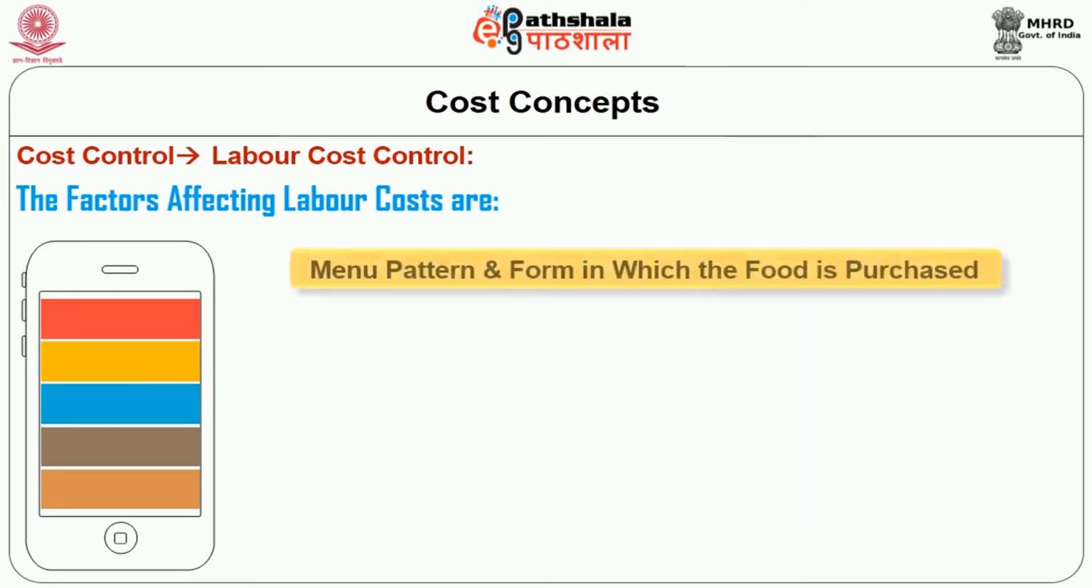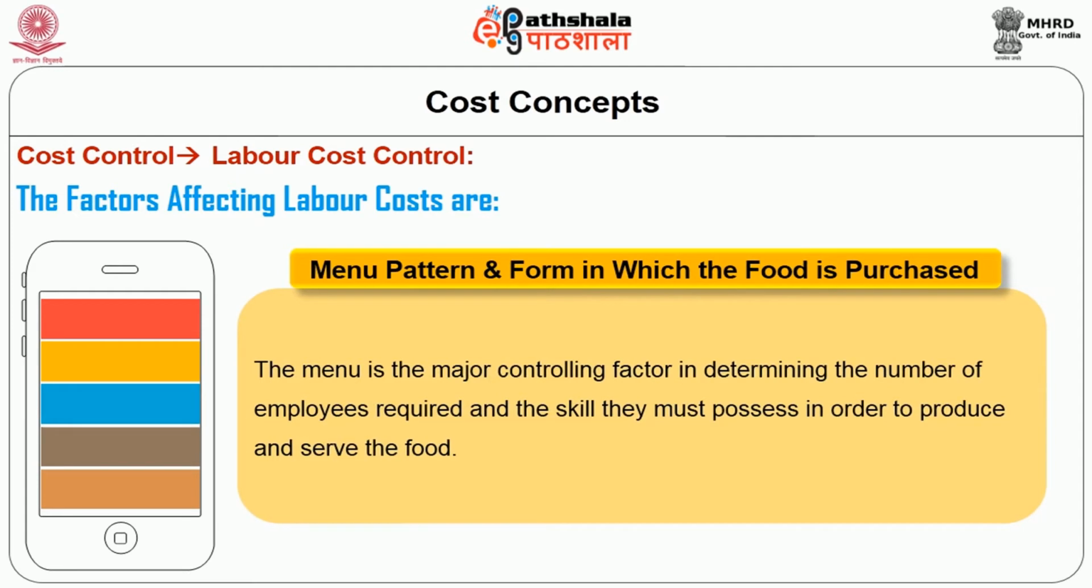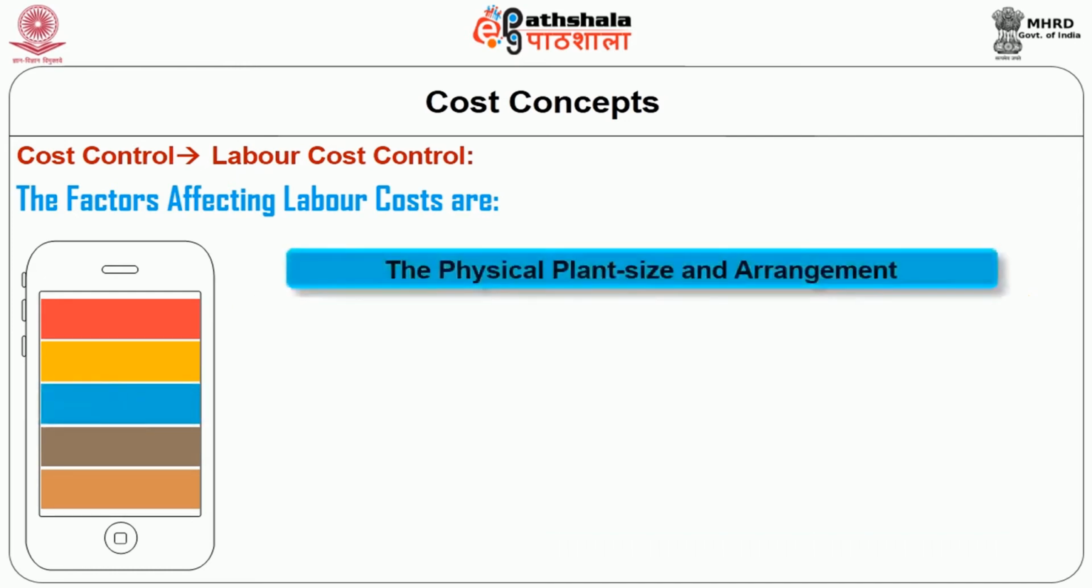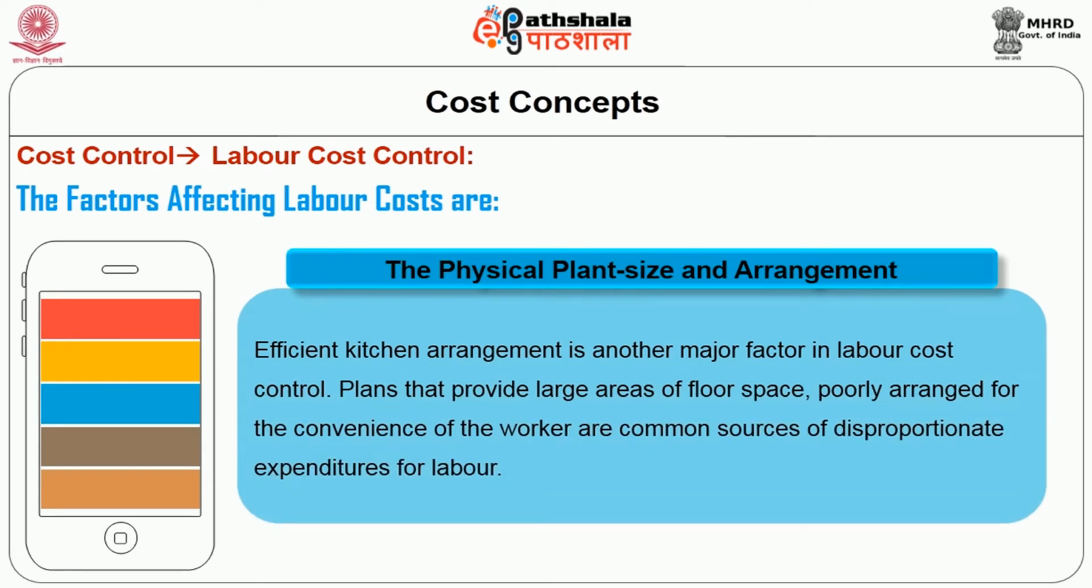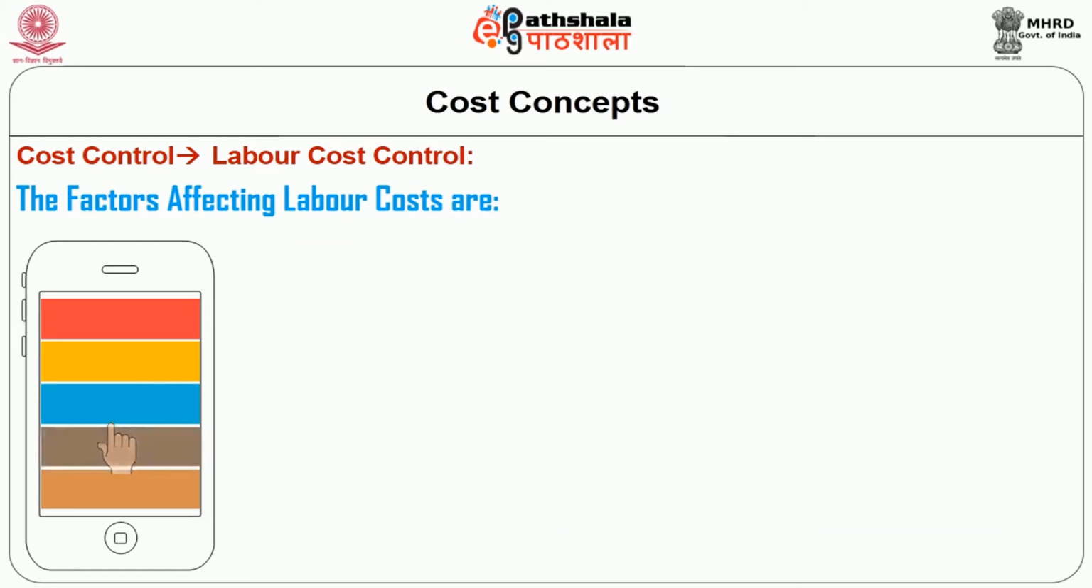Menu pattern and the form in which the food is purchased. The menu is a major controlling factor in determining the number of employees required and the skill they must possess in order to produce and serve the food. The physical plant, size and arrangement. Efficient kitchen arrangement is another major factor in labor cost control. Plants that provide large areas of floor space poorly arranged for the convenience of the worker are common sources of disproportionate expenditures for labor.